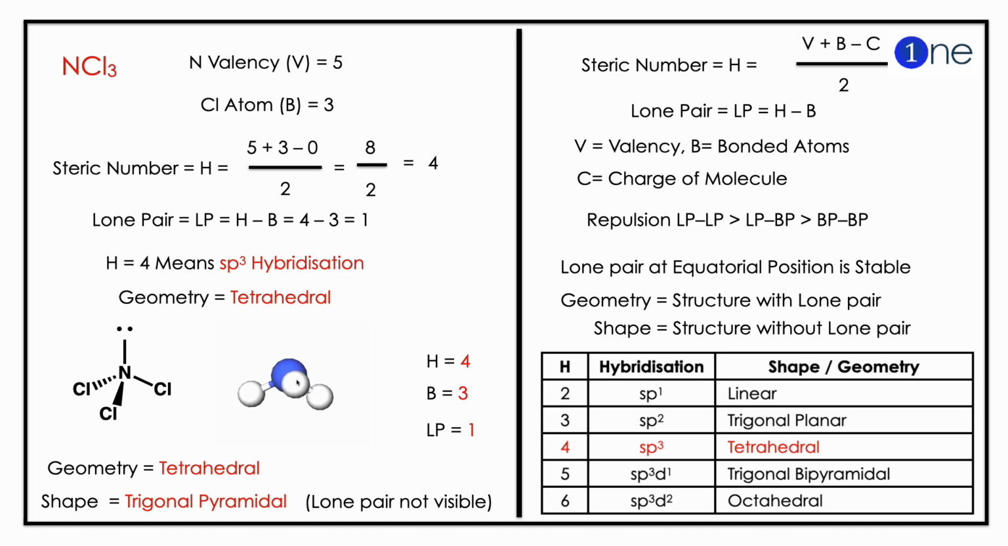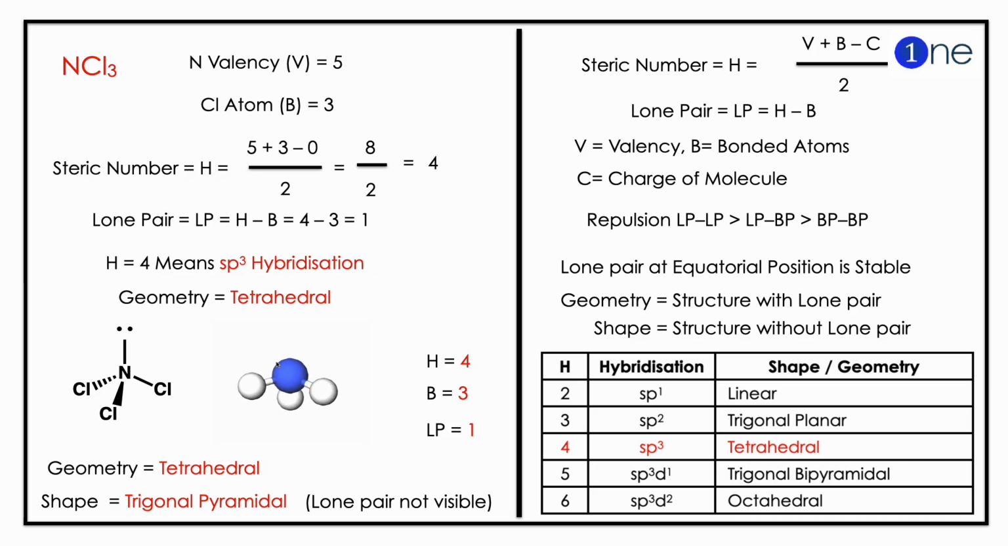To find the hybridization, you should know the steric number, which is H equals (V plus B minus C) whole divided by 2. So nitrogen valency is 5, chlorine atom is 3. So if you substitute in the steric number, you have 8 by 2, which equals 4. 4 means sp3 hybridization with tetrahedral geometry.